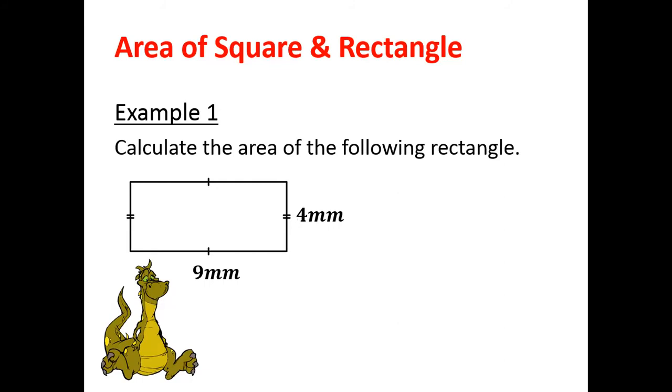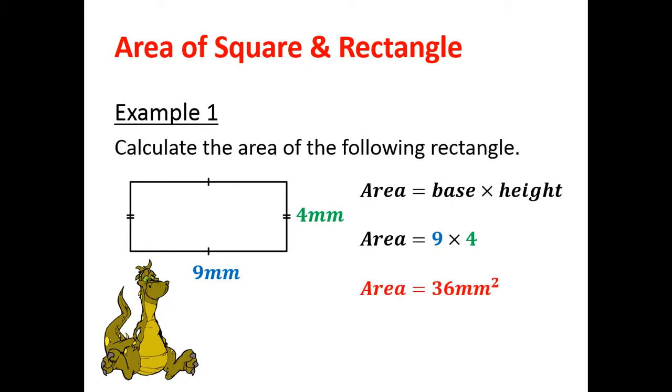Alright, example 1. Calculate the area of the following rectangle. Well, the base is 9 and the height is 4. So the area is equal to base times height, which is equal to 9 times 4. And that gives us 36 millimeters squared.